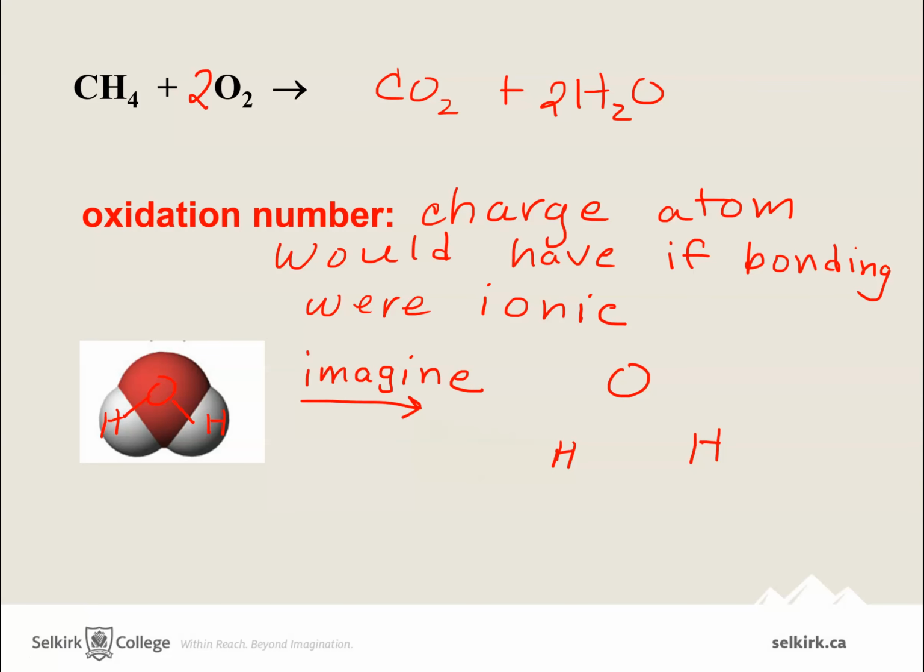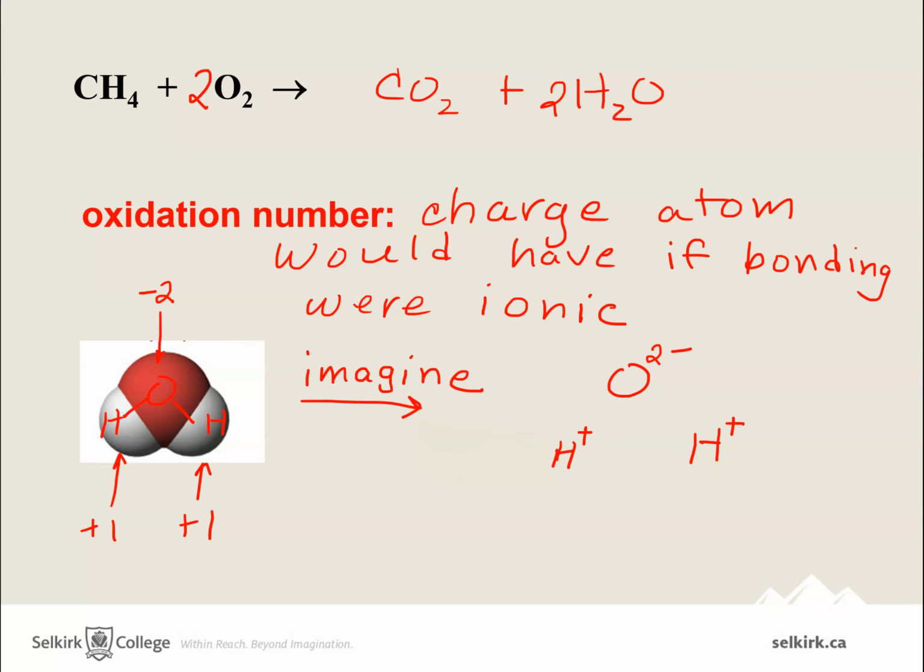Now, if it were ionic, you know how to predict its charge from its position in the periodic table. You look at your periodic table and you would see that an oxide ion has a -2 charge. And you know a hydrogen ion would have a +1 charge. So that means in the original neutral molecule, the oxidation number for oxygen was -2, and each hydrogen is +1, because the oxidation number is what the charge were if the bonding were ionic.